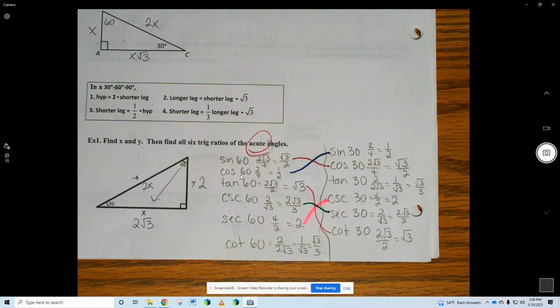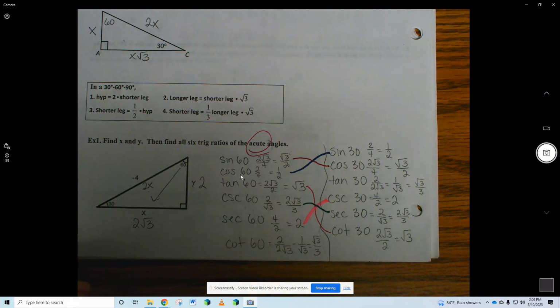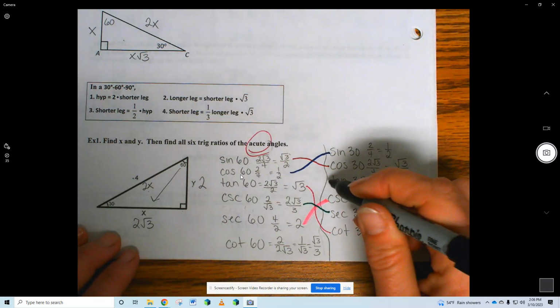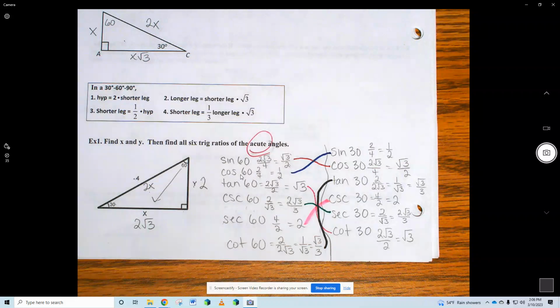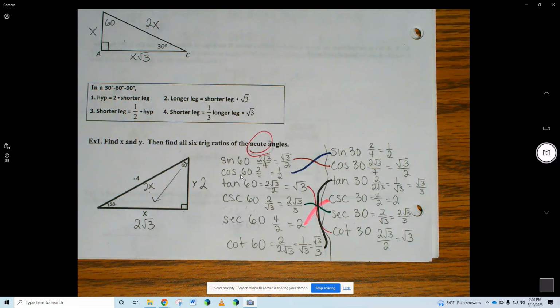Green, blue, red, pink. Okay, what's the last thing that's connected? Cotangent. Okay, so all these connections. So what we're going to do is continue on and directly talk about how these are matching up.